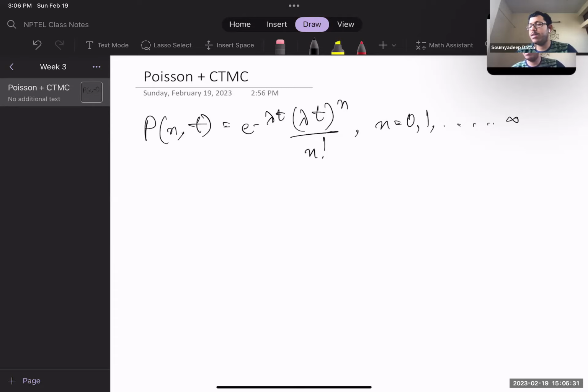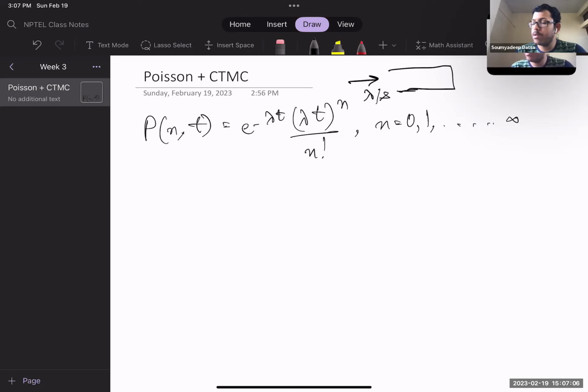So let's say we have a queue here, and lambda is the arrival rate. So lambda people per second, let's say. The probability that there will be n arrivals in the queue in the interval of 0 to time period t will be this. So yeah, that is one important property.